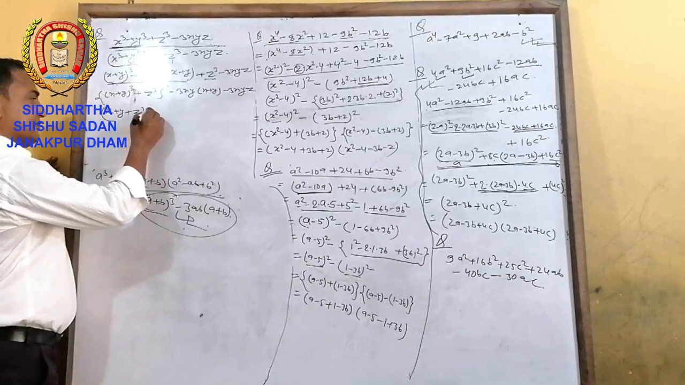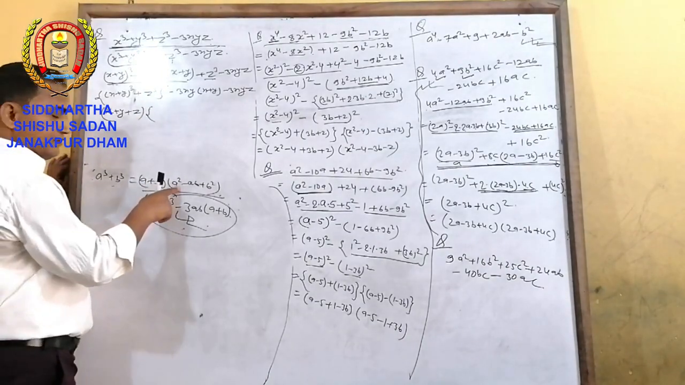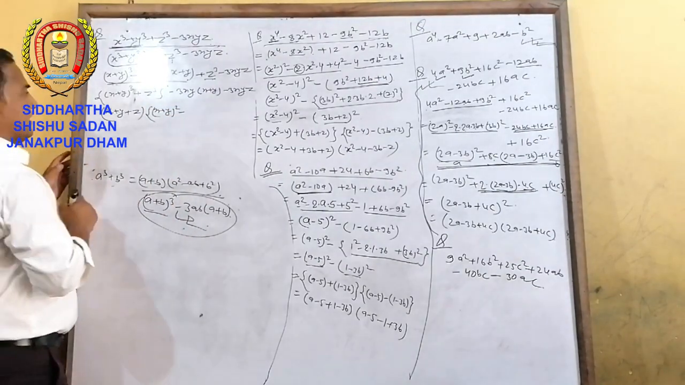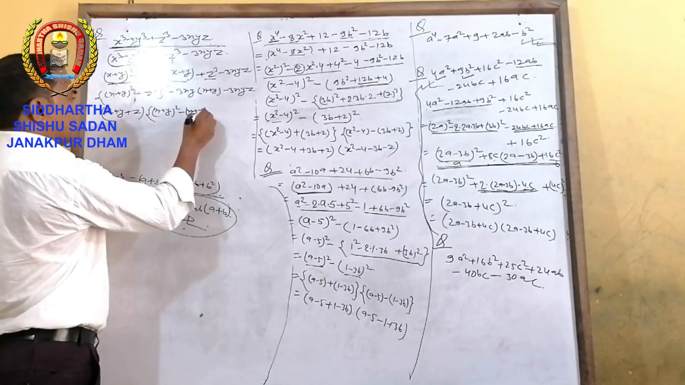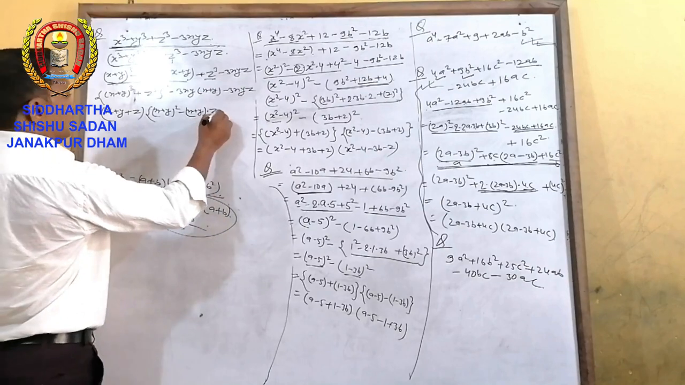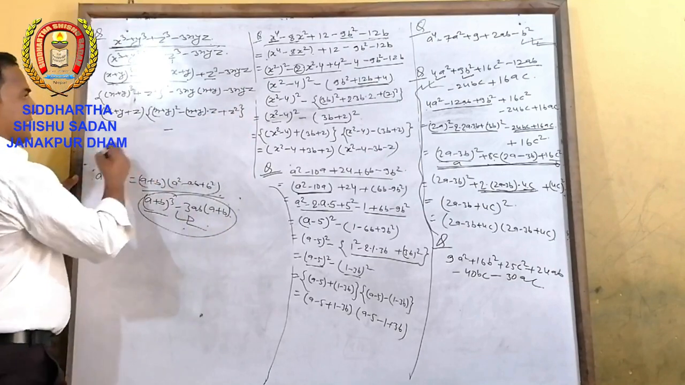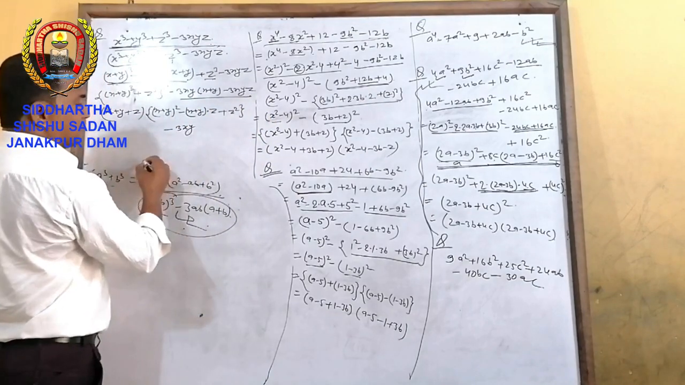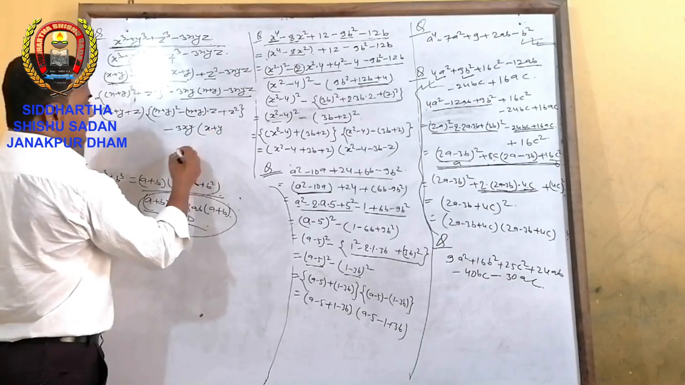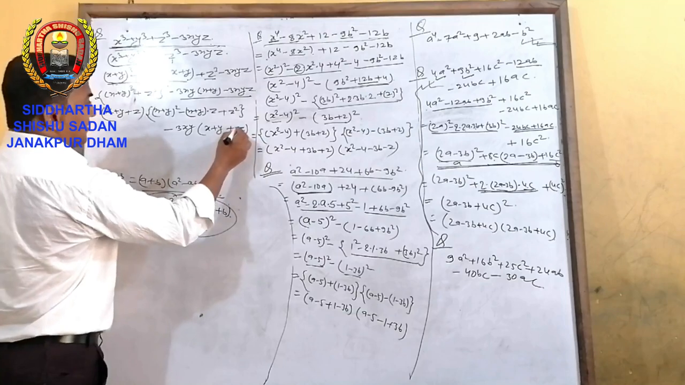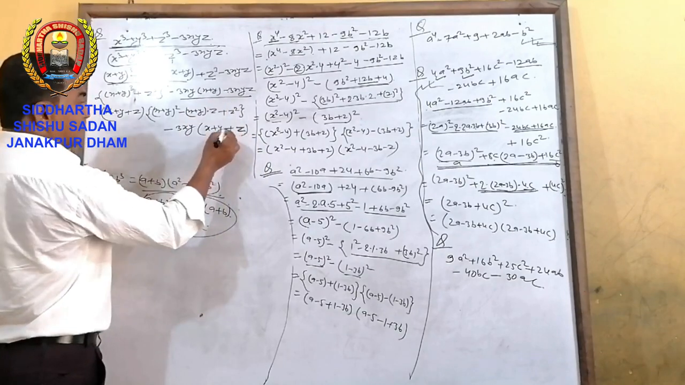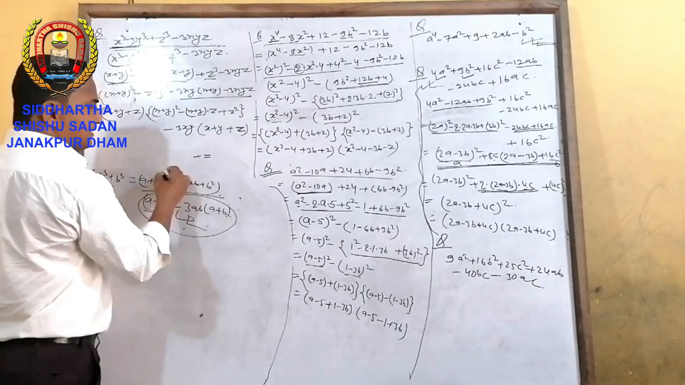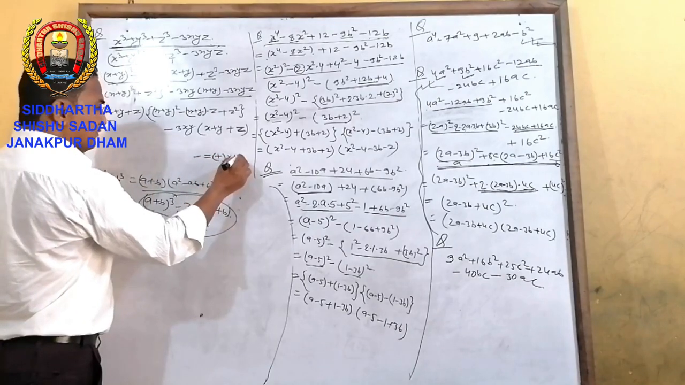x plus y plus z whole into a square. a square means x plus y whole square, minus ab. a means x plus y and b means z. Plus b square, it means z square. Minus, in these two terms, what should be the common? 3xy. 3xy, here the remaining is x plus y and plus z. How? Here is minus and here has come plus. How is it possible? Look here. If this is minus, minus is equal to plus into minus.